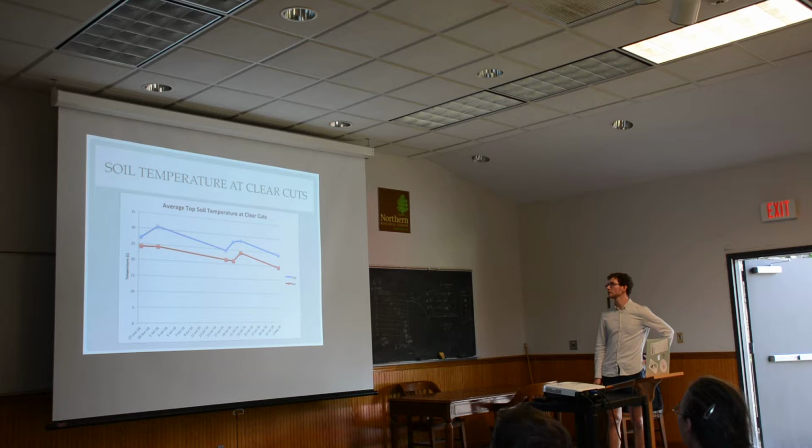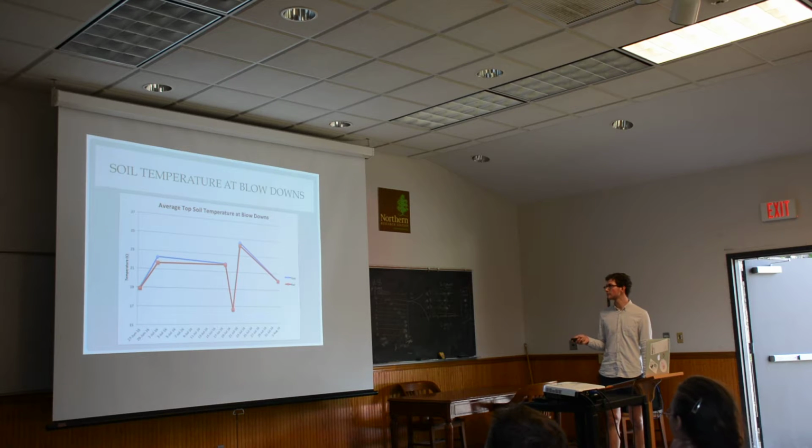So here's topsoil temperature at the clear cut. I should note that I took soil temperature and temperature right above the soil, and I'm just showing you this graph because I have more data and because I didn't have any of that for the ice storm at this point, but they did look exactly the same. So here's average topsoil temperature at the clear cuts. As you can see, about 5 degrees higher temperature at the gaps.